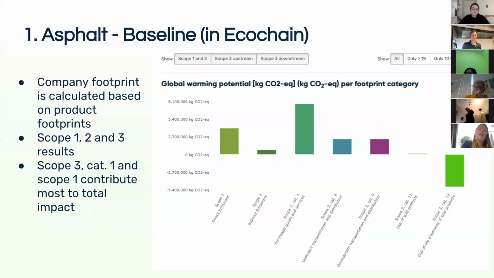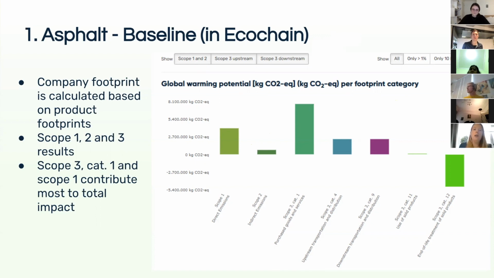And from these product footprints, we can calculate the company footprint, because the company footprint is the sum of all the product footprints together. And that's what you can do in Ecochain. So you calculate the product footprints, and then you get the company footprint. And that's what you see in this graph.